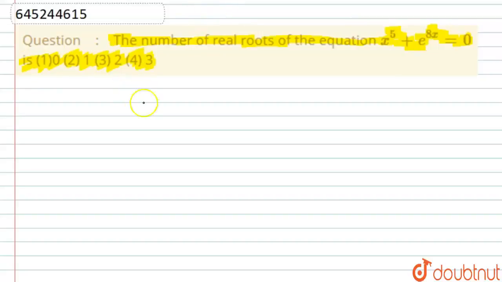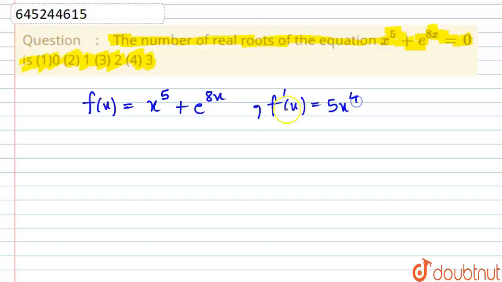So let us consider this expression as f(x), that is f(x) = x^5 + e^(8x). Then f'(x) is basically equal to 5x^4 plus the derivative of e^(8x), that will be 8e^(8x). First we differentiate e^(8x) with respect to 8x, that gives us e^(8x). Then we differentiate 8x with respect to x, that gives the 8 in multiplication. So that is f'(x).